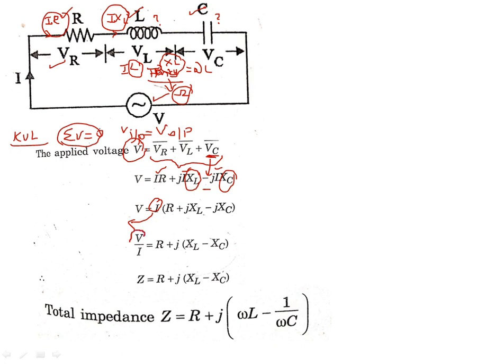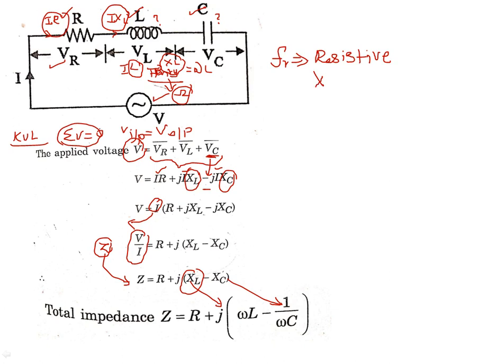What is the meaning of V by I? As per Ohm's law, that is nothing but impedance. Impedance will be denoted as Z. Z is equal to R plus jXL minus jXC. What is the meaning of XL? Omega L. What is the meaning of XC? 1 by omega C. So in an AC circuit, at resonance condition, the circuit will be purely resistive.